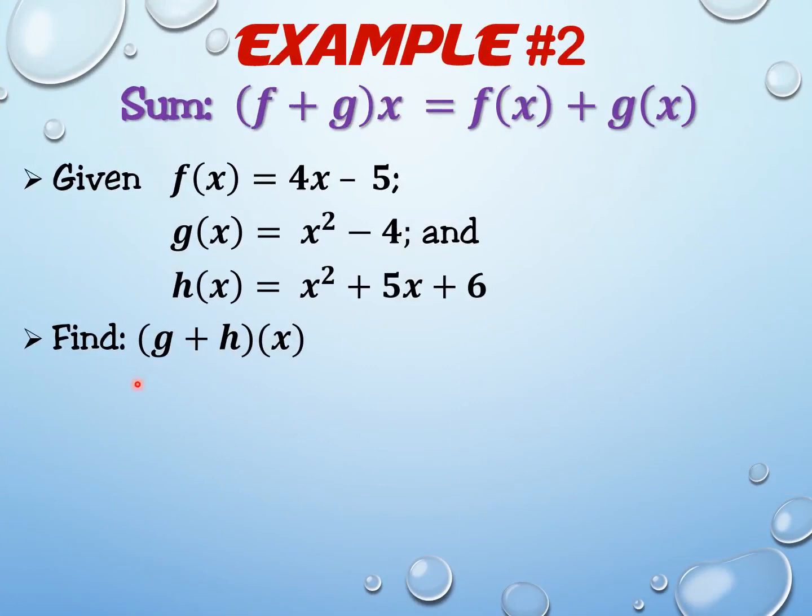Okay, let's do the second problem. Find g plus h of x. So again, this is simply equal to g of x plus h of x. So substituting the value for g of x, we have x squared minus 4.